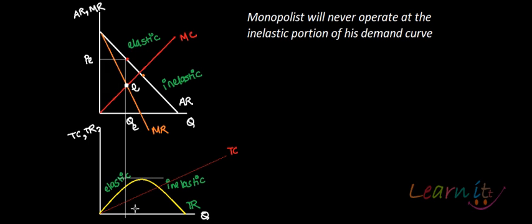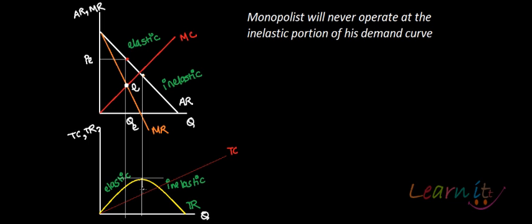Now you could see this, in case he is going to produce more. Let me take this line a little bit more upwards like this, which is showing it is maximum when the demand is unit elastic at this point.